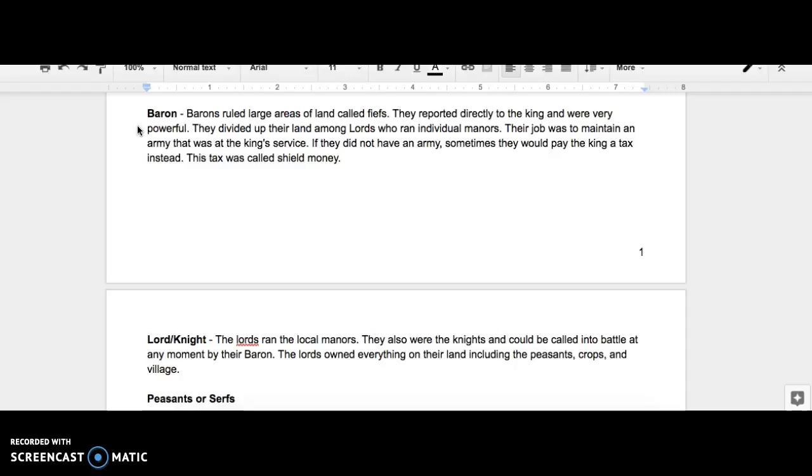Lord, knight. The lords ran the local manors. They also were the knights and could be called into battle at any moment by their baron. The lords owned everything on their land, including the peasants, crops, and village.